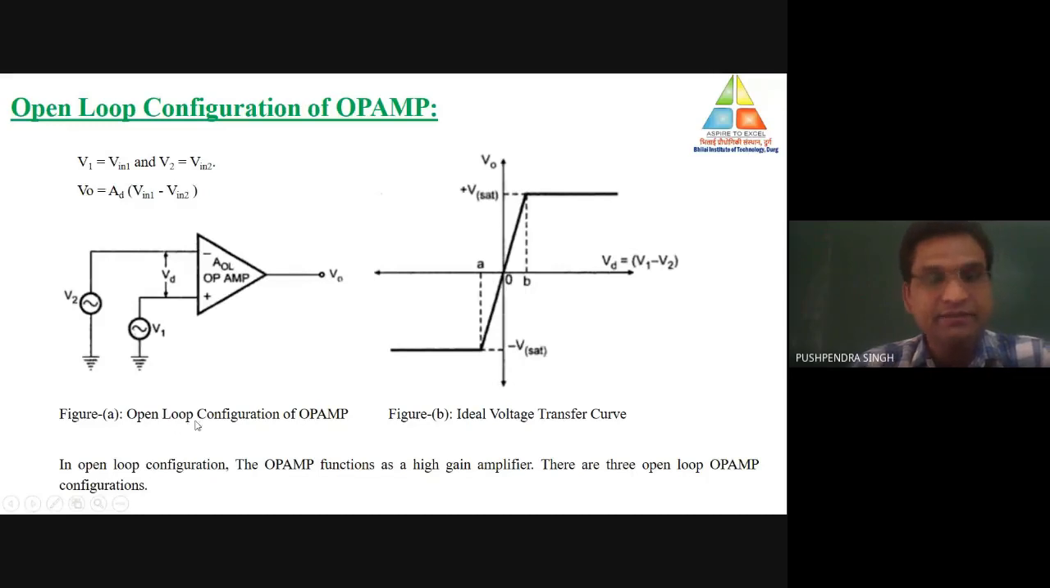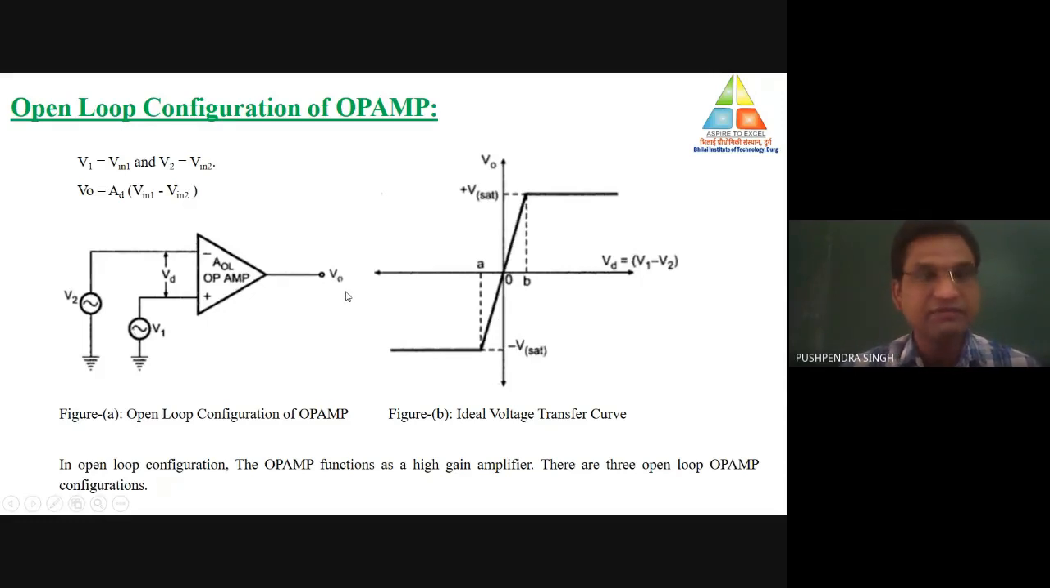figure A. In figure A, you can see that there are two input terminals in op-amp, inverting and non-inverting terminal, where at the non-inverting terminal of op-amp, the value of input voltage is V1, and at the inverting terminal of op-amp, the value of input voltage is V2. And VD represents the difference between the two input voltages. And what about the voltage V0? V0 completely depends on the value of the difference of two input signals.